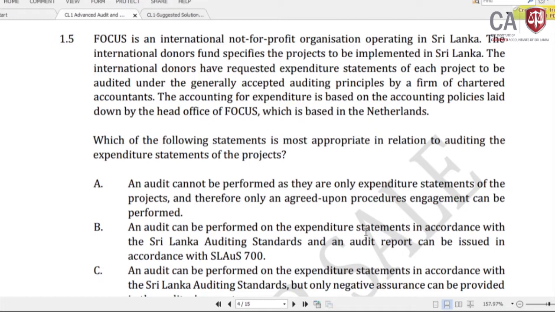Focus is an international not-for-profit organization operating in Sri Lanka. The international donors fund specified projects to be implemented in Sri Lanka. The international donors have requested the expenditure statement of each project to be audited under generally accepted accounting principles by a firm of chartered accountants. The accounting for expenditure is based on the accounting policies laid down by the head office of Focus, which is based in the Netherlands. Which of the following statements is most appropriate in relation to auditing the expenditure statement of the project? So it's an NGO, a not-for-profit organization. So Focus is an NGO.